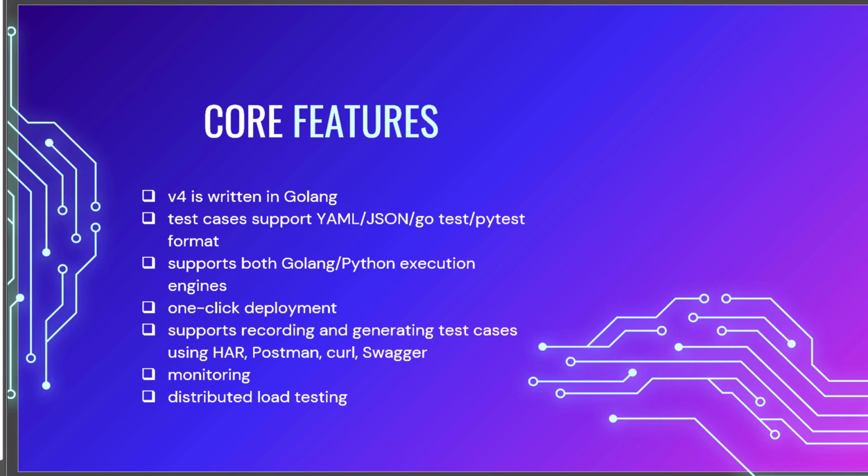And it supports both Golang and Python execution engines, but I prefer executing in Golang because it will yield more performance than Python. And it's very easy to install. You just download the binaries and put them in the bin directory, and you are good to go. Or you can use the existing shell script, which will install all the stuff for you. But sometimes those one-click deployment scripts might not work in your flavor of Linux, but definitely you can try it out. And it supports recording, and you can generate test cases using HAR, Postman, Curl, or Swagger. So basically you can convert to and fro. And it supports monitoring using Prometheus. And as I said, it supports a distributed load testing model.